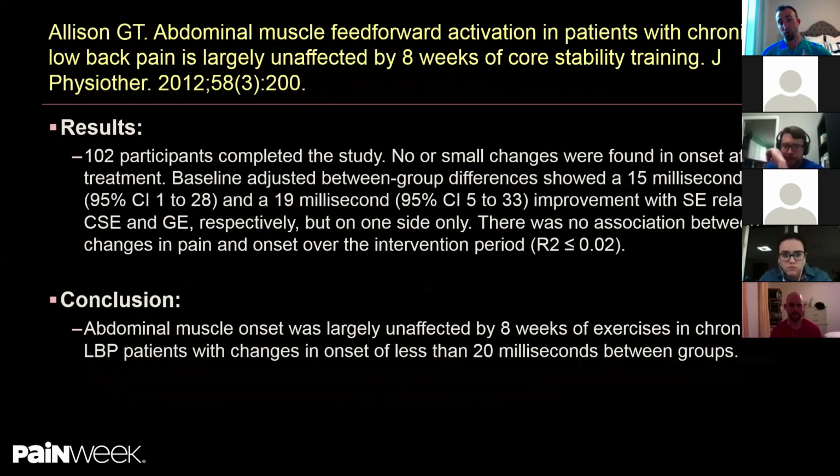Then if you move forward again to 2012, we'll see Gary Allison again doing another follow-up study, which is just the same as Vasseljen's on the previous page, where we saw absolutely no change in abdominal muscle onset with 8 weeks of core stability exercise, yet we saw a pretty significant improvement in pain. So we're seeing exercise work, and we're seeing core-focused exercise work for people, reduce their pain, reduce their disability, yet we're not seeing any change in the onset of those muscles or the firing patterns of those muscles.